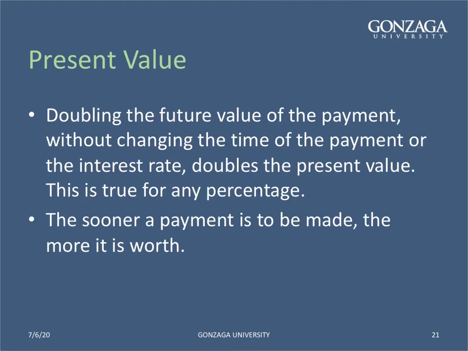Kind of some interesting things to note. Doubling the future value of the payment without changing the interest rate will automatically double the present value, right? So if instead of getting $50, you get $100, all else equal, then the present value of it also doubles. The sooner the payment is to be made, the more it is worth. Makes sense. All those things, just some things to keep in mind.